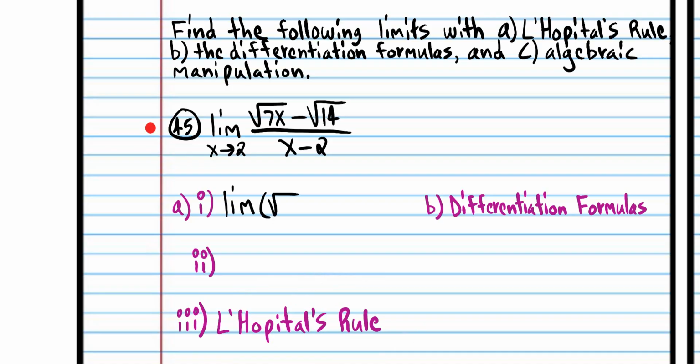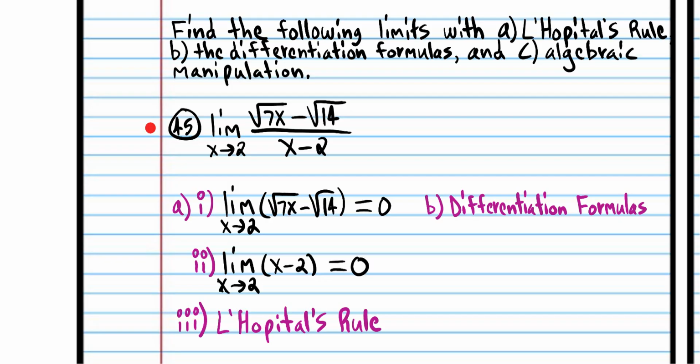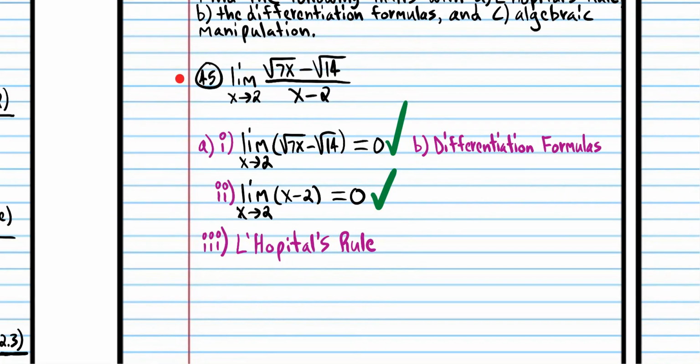So the limit of root 7x minus root 14 as x approaches 2 is 0. I'm not going to do all the math because you can see just by looking at it that it's going to be 0. We don't have enough room on the page to do the math anyway. So the limit of the numerator as x approaches 2 is 0, but the limit of the denominator as x approaches 2 is also 0, and again, we don't need to do all the math because you can see that. So we confirmed and we confirmed. So we get 0 divided by 0. So we can use L'Hopital's rule.